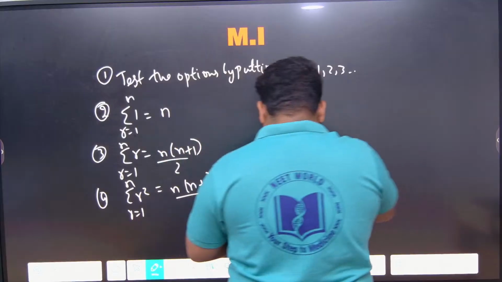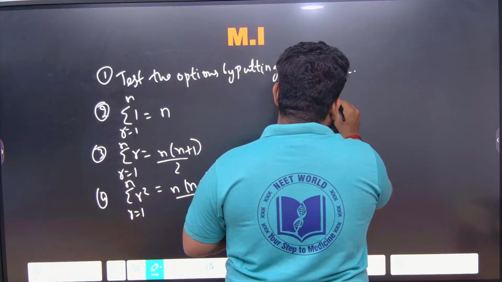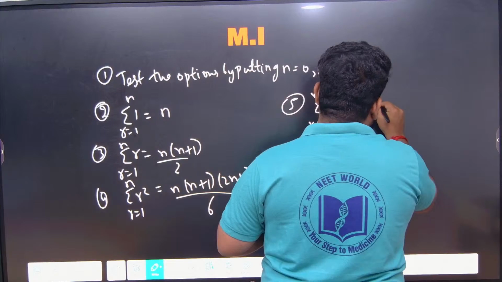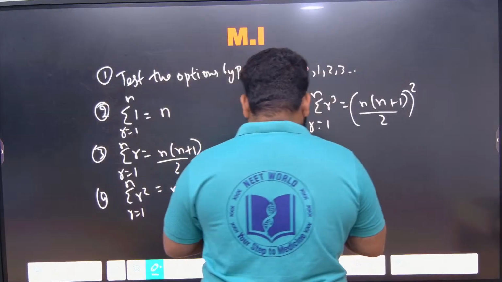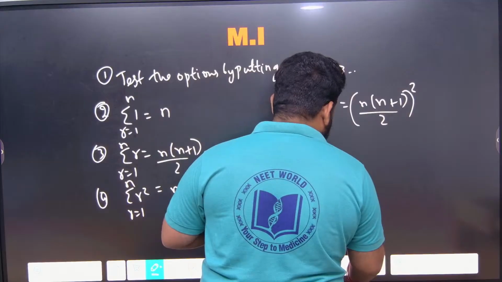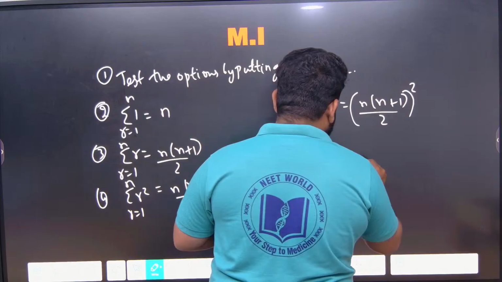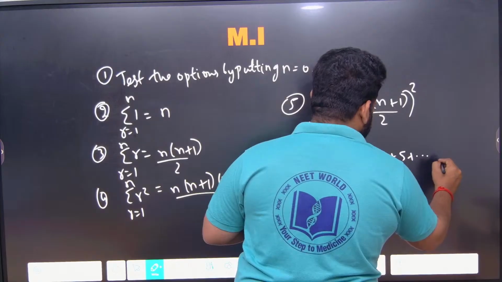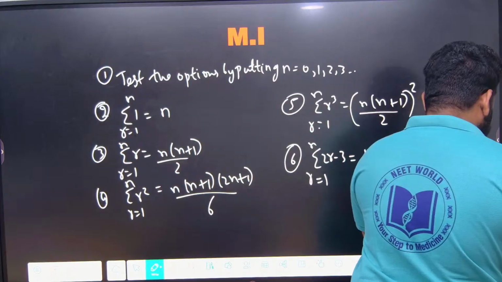Fifth one, summation of r cube, r running from 1 to n, that is 1 cube plus 2 cube plus 3 cube up to n cube, is n into n plus 1 by 2, whole square. Next, very important, which you tend to forget: if summation of r from 1 to n of 2r minus 1 is given, that is nothing but the sum of odd terms, which equals n square. Clear?